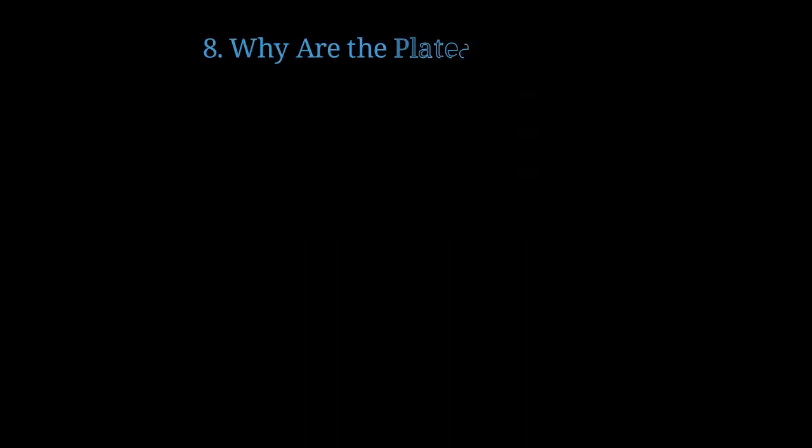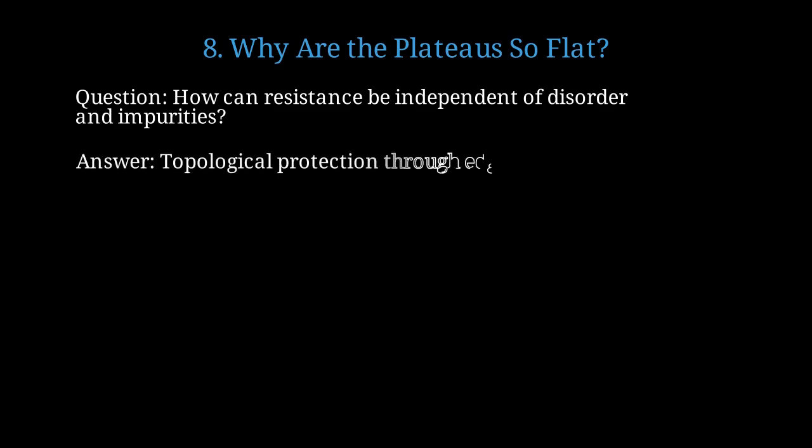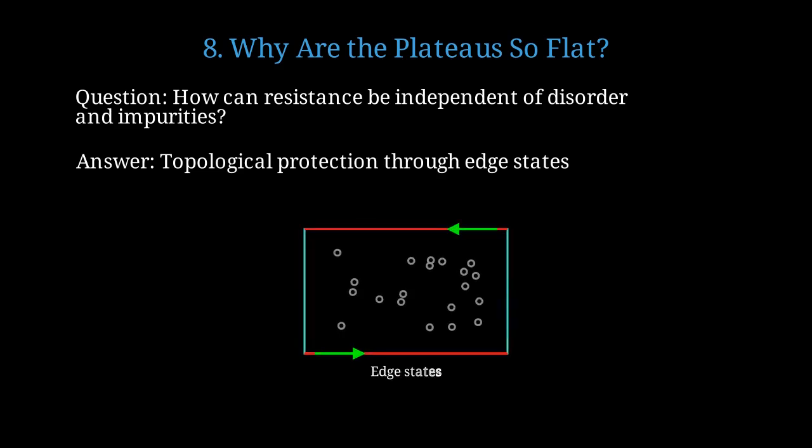Now let's address the central puzzle. Why are the plateaus so incredibly flat and precise? The question is, how can the Hall resistance be completely independent of disorder, impurities, and sample geometry? The answer lies in topological protection through edge states, a concept that was revolutionary. At the edges of the sample, special edge states form that carry current in one direction along each edge, bypassing all the disorder in the bulk.